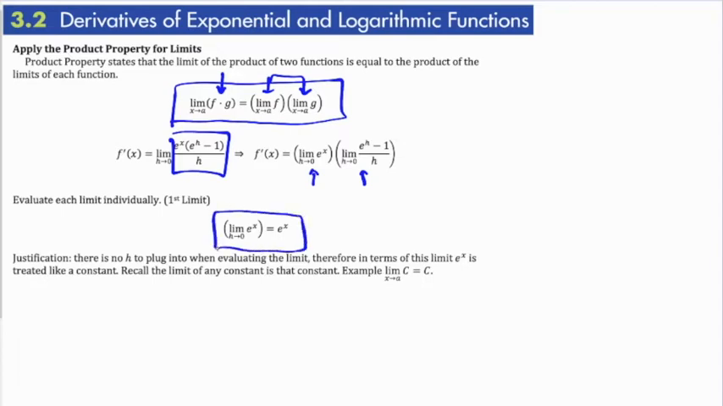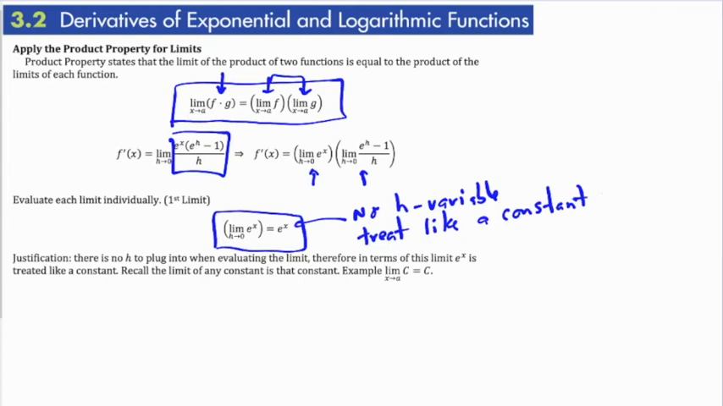The first limit we want to evaluate here is the limit of e to the x as h goes to 0. Notice that since there is no h variable, we treat it like a constant. So the limit as x goes to a for a constant c is equal to c. Doesn't matter what x goes to. The limit as h goes to 0 for e to the x is e to the x because there is no h variable.